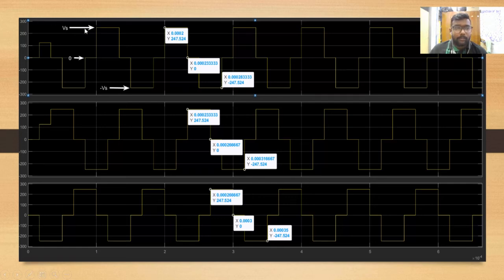As you can see, this is the V peak, which is Vs. The value that we have produced is 247.524 volt. For 0, the value is 0. For the negative cycle, we have produced the same value with a negative voltage. For these three graphs, we have obtained the same value.